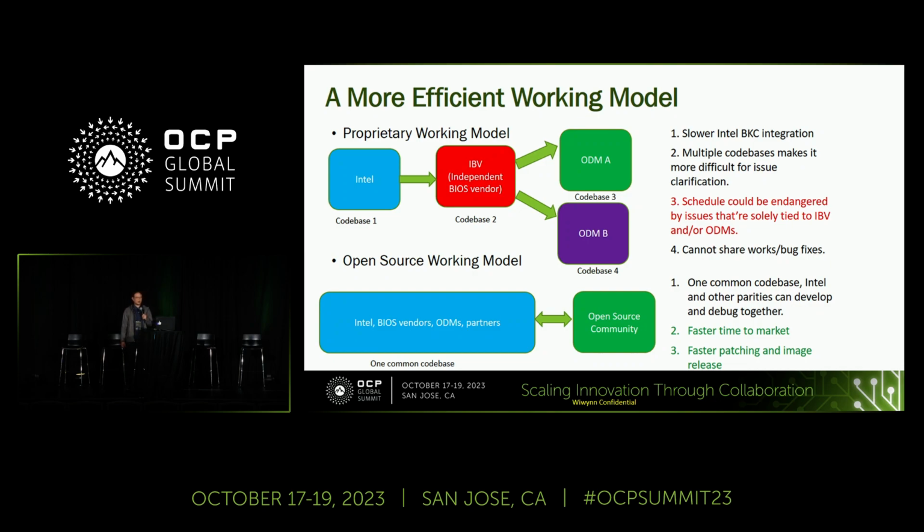With a proprietary working model, for example, Intel releases its reference code to IBV, independent BIOS vendor, and the BIOS vendor integrates and releases the code to ODMs downstream. There are several drawbacks from this working model, and it's not efficient. 1, slower Intel BKC integration. 2, there are multiple code bases, which makes it more difficult for issue clarification.